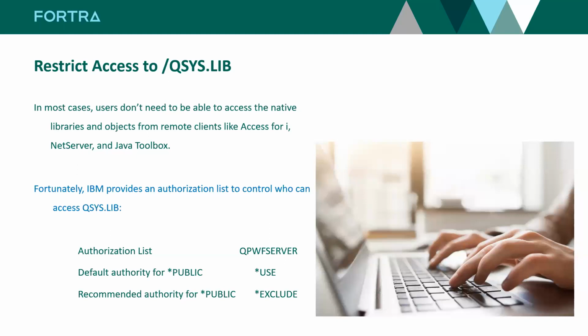IBM does provide an authorization list that can restrict the access of QSYS.LIB through those TCP interfaces. Changing the QPWFSERVER authorization list to *PUBLIC *EXCLUDE will deny users access to QSYS.LIB if there is a root share, or if it is through the ACS Integrated File System utility. However, to remind you, unfortunately, *ALLOBJ authority will override that authorization list authority. So those users are still going to be a problem, and I'll offer you some more solutions on that in a bit. But this is a good first step, making sure that QSYS.LIB is not accessible.